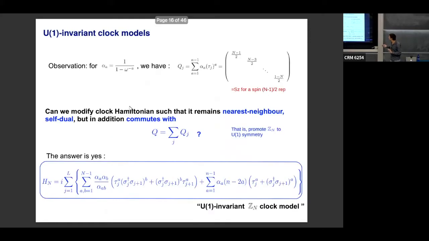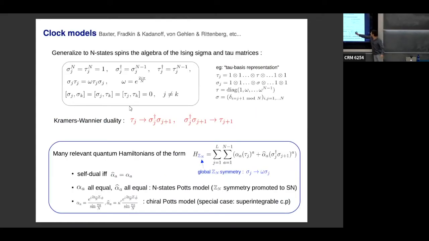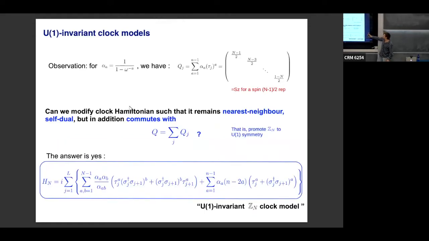And now let me move really to what we did. And this starts from the following observation. Sorry, go back to this thing here. So we have linear combinations of taus and sigmas with some coefficients. If you choose the coefficients in some way, so let's choose alpha a equal to this thing here, what we see is that the local sum of tau matrices takes this form in the tau basis. So I don't know if it's big enough for you, but if you see well enough, you can see that this is just the equivalent of the longitudinal magnetization Sz for a spin (n-1)/2 representation.